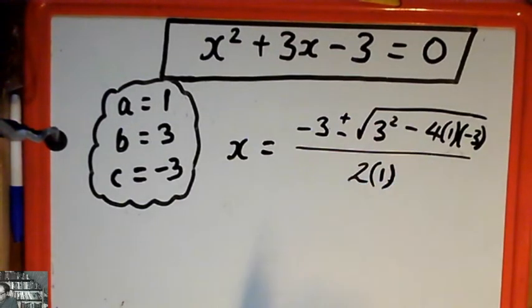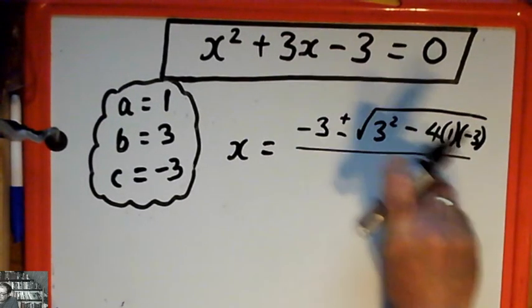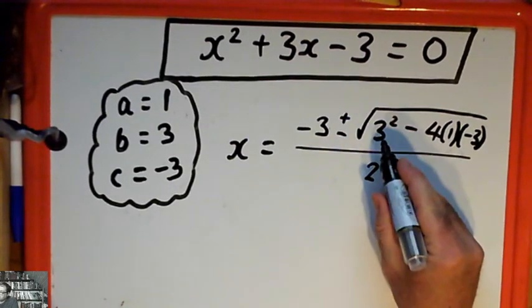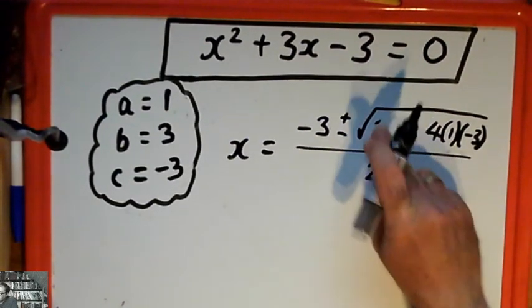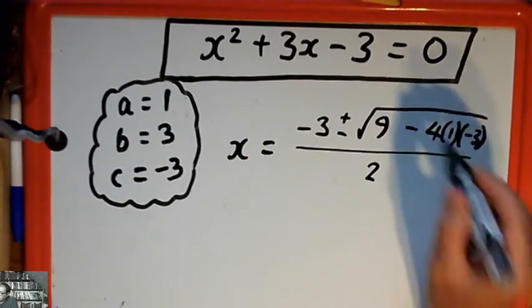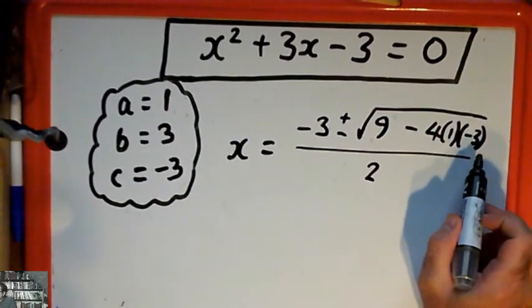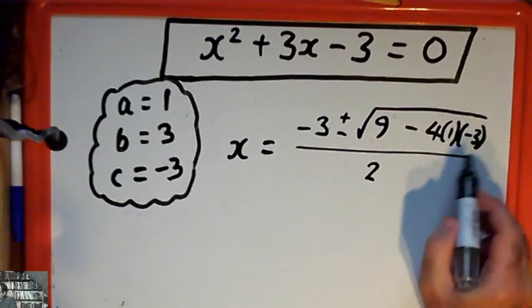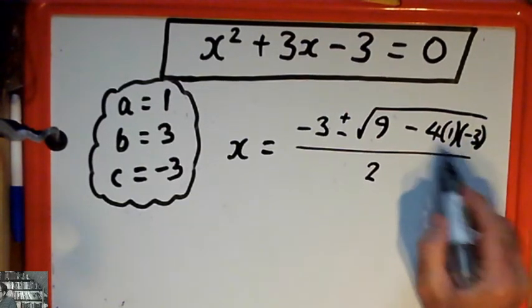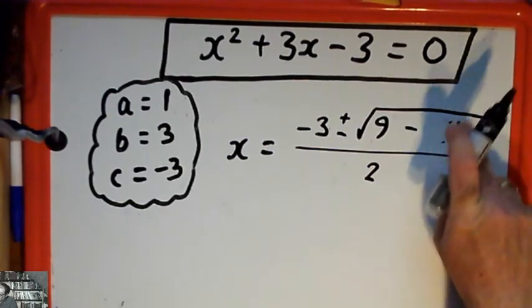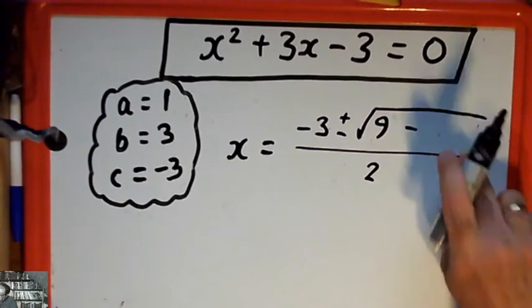So 2 times 1, that's fairly straightforward, is just 2. 3 squared is 3 times 3, which is 9. Now I've got 4 times 1 times minus 3. So all of that from the 4 to the end of the brackets makes minus 12. So I'm going to replace all of that with minus 12.